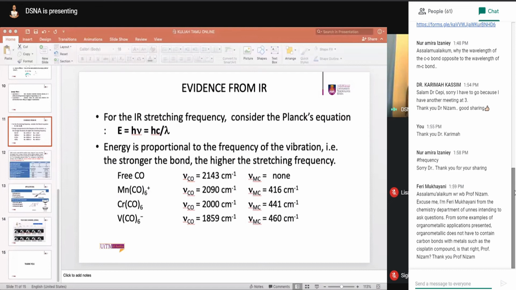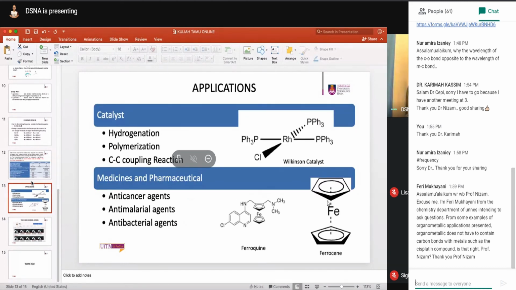That's why other than cisplatin, I also talk about the application of ferrocene here. Like for this rhodium complex, it does not have any metal to carbon bond, but it is still an organometallic compound. As I said earlier, it is a broader definition of organometallic compound. The definition that I gave earlier only applies for the subject, but we can still consider this as an organometallic compound.